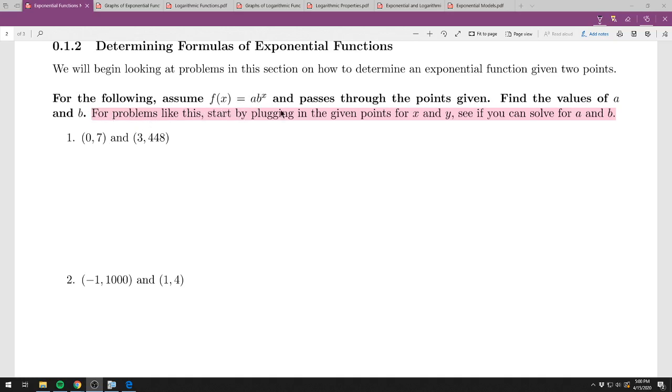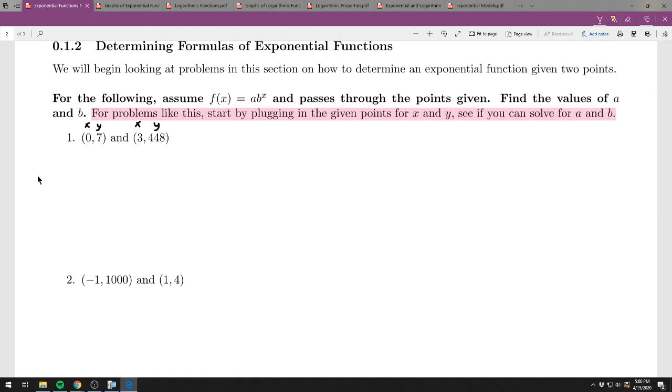And right here, I have outlined how you'll do these problems. For problems like this, you start by plugging in the given points for x and y. So we have x is 0 when y is 7 is one of our points, and x is 3 when y is 448 is another one of our points. What we do is we plug these into our equation that we're given here, and it'll allow us in some way to solve for a and b.